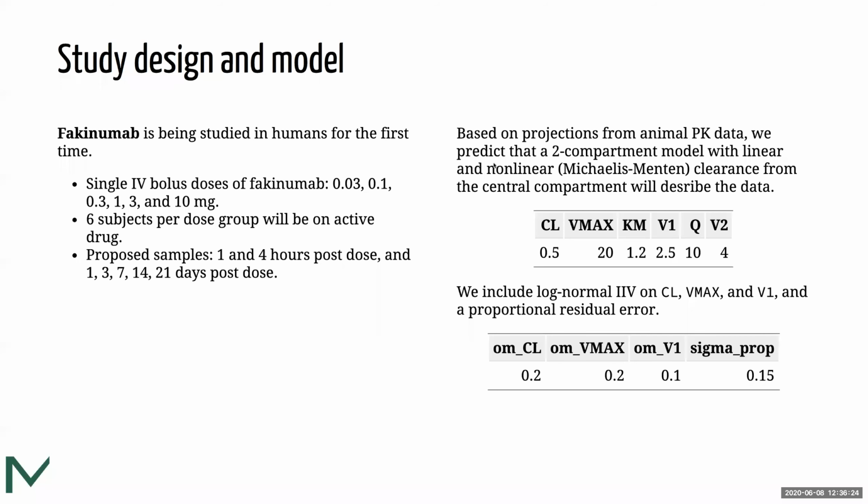Okay, so in this example, we're going to look at an antibody, faecunumab. It's going to be studied in humans for the first time. So we're going to run a large range of single doses with 6 subjects per dose group. And we have a proposed sampling scheme with 7 different sampling times, up to 3 weeks after the dose. And from animal data, we're expecting a 2-compartment PK model with linear and nonlinear clearance. So these are our parameters and their estimates. We also have variability in some of these parameters and a proportional residual error.